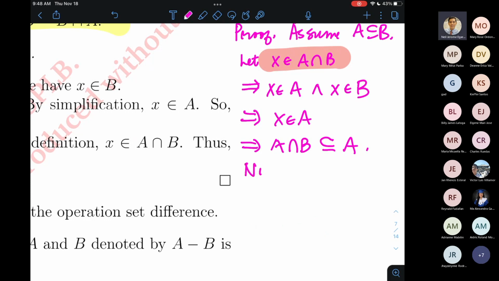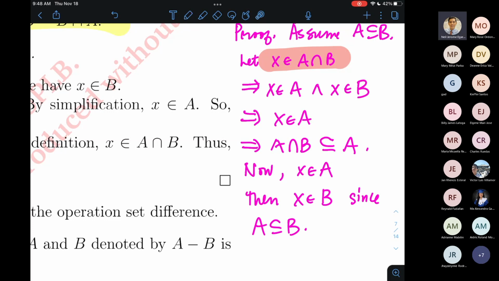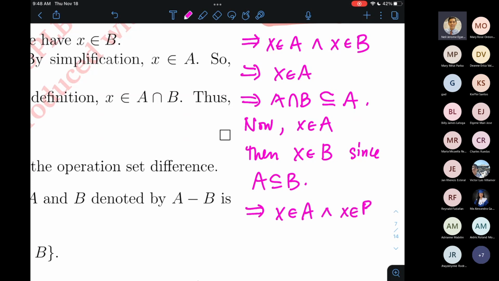Yung second half is I will consider an element of A. Hindi element ni B. Kasi yung intersection ay equal kay A. Hindi equal kay B. So, ngayon, kukuha ko ng element ni A. But if X is an element of A, then X is also an element of B since A is a subset of B. All right? So alam ko na ngayon, by assumption, si X ay element of A. By modus ponens, si X ay element din ni B. So therefore, X is an element of A and X is an element of B, which is the very definition of being in the intersection.